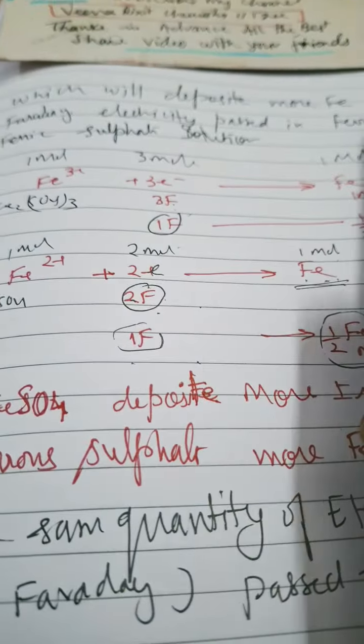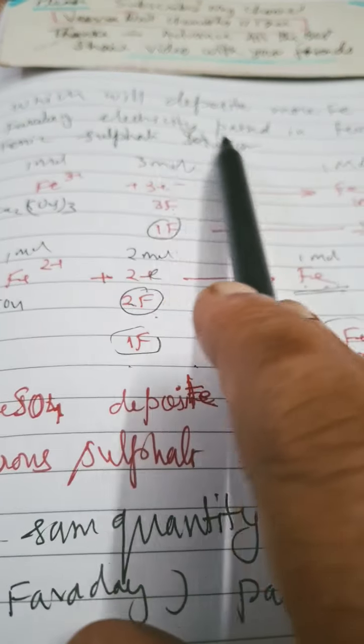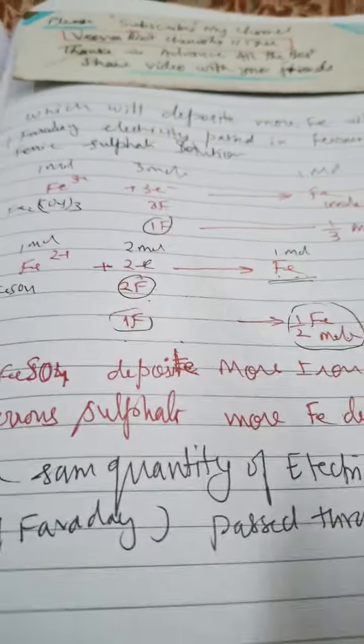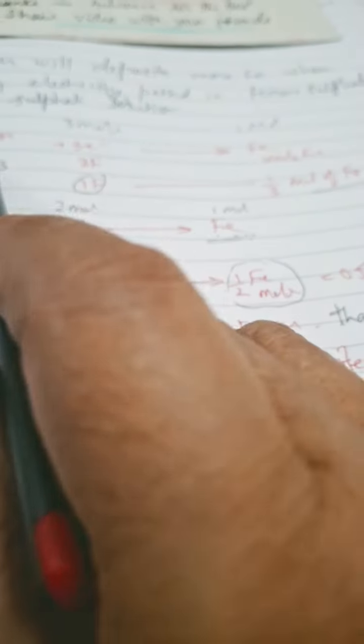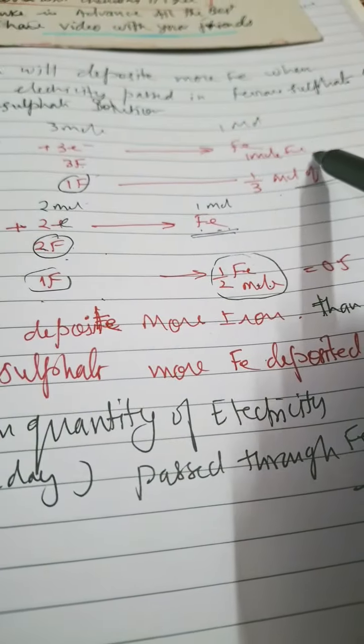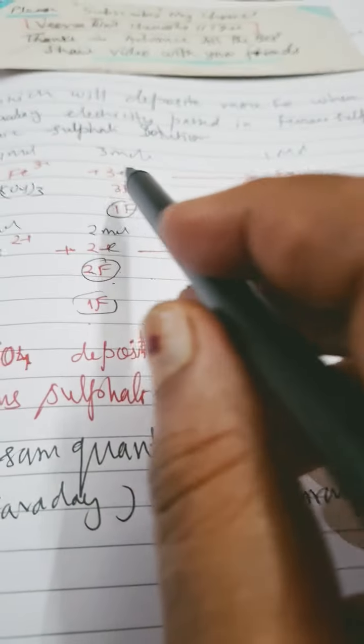Which will deposit more iron when 1 Faraday of electricity is passed in ferrous sulfate and ferric sulfate solution? So here Fe3+, when it reacts with 3 moles of electrons, will give 1 mole of Fe. 1 mole of iron deposited means 3 Faraday of electricity will deposit 1 mole of Fe from Fe3+.